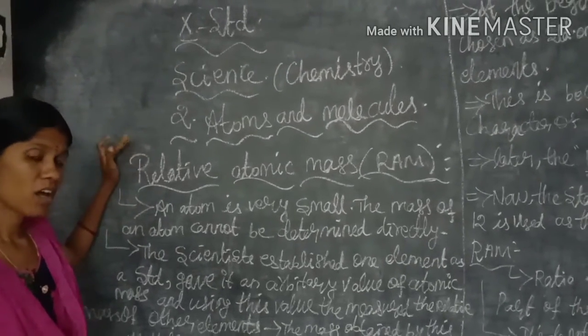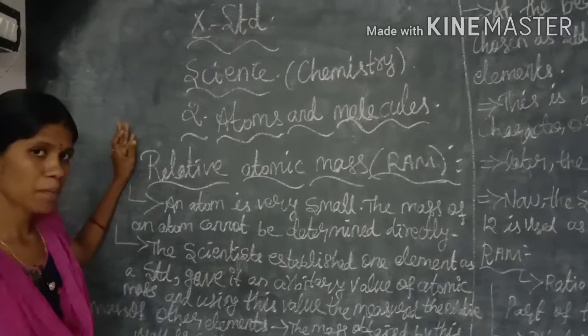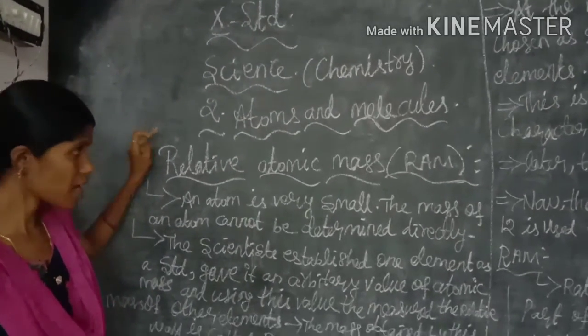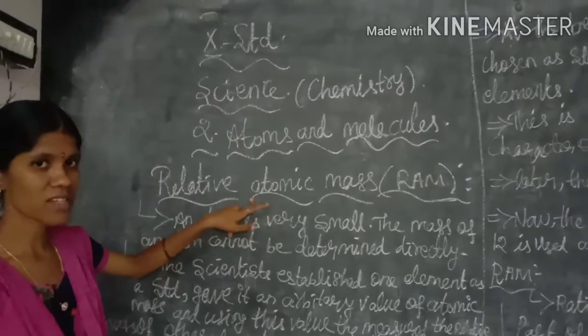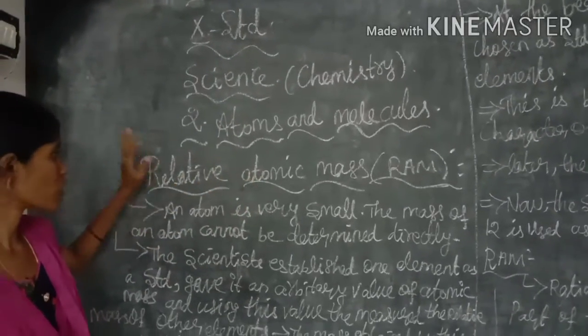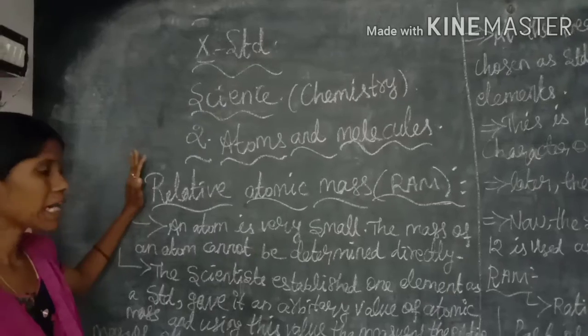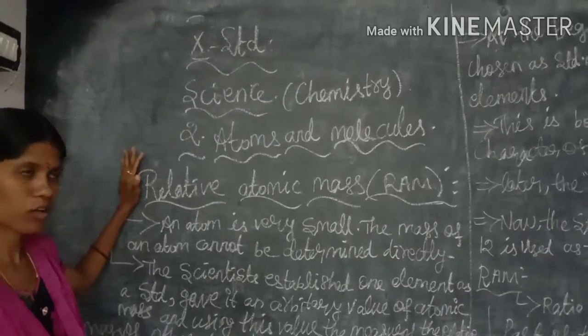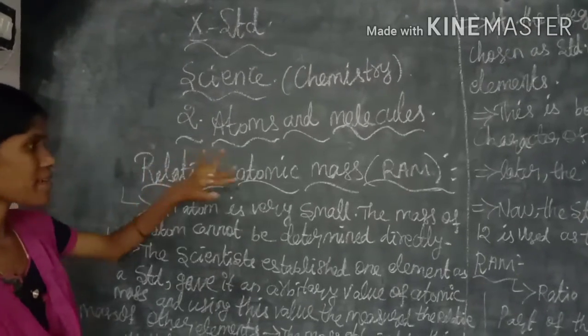On that day we saw the atomic number and also the mass number. The mass number is otherwise denoted as atomic mass. Now we are going to learn about the relative atomic mass of an atom or an element. It is shortly denoted as RAM.